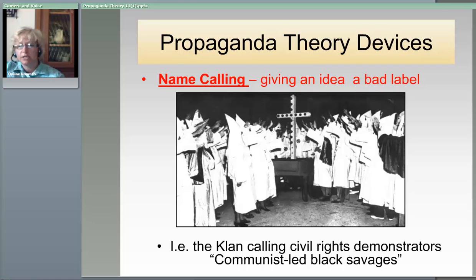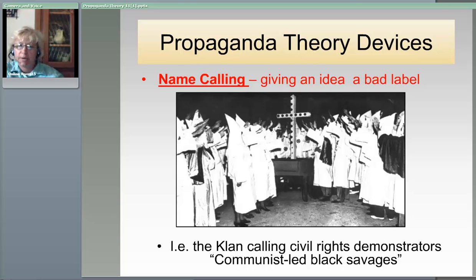Now you see here a picture of the Ku Klux Klan. I think they were an awful group. I think they were wicked to the core. They were absolutely racist to the core. But they understood how to use propaganda. Why do I say that? Look at what they did at the bottom. They would call civil rights demonstrators communist-led black savages.